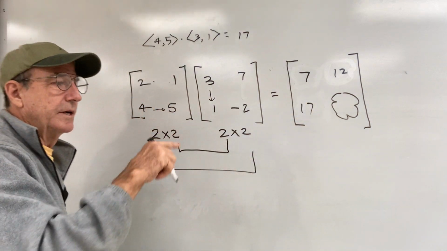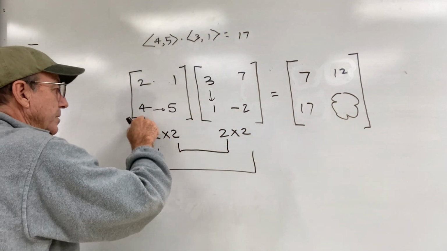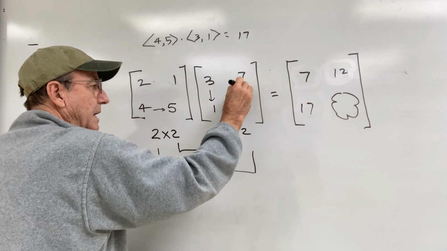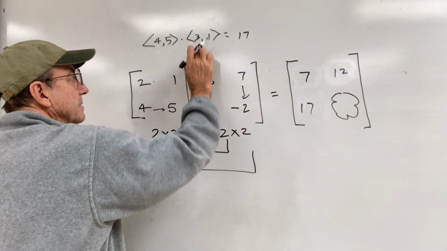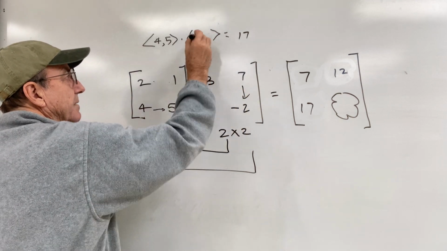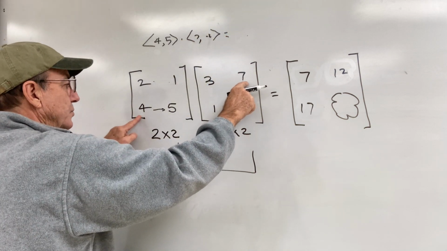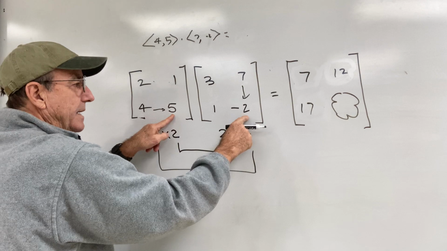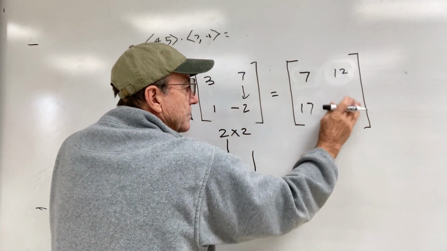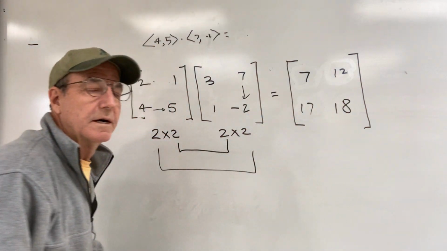For the last entry in the second row, second column, we're going to be in, again, second row, but this time second column. So this would be a 7 and a -2. And imagine you're dotting them together. So this is 28, and -10 is 18. And that's what goes there. That would be the product of 2 matrices.